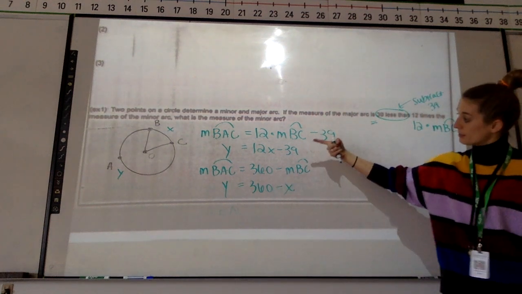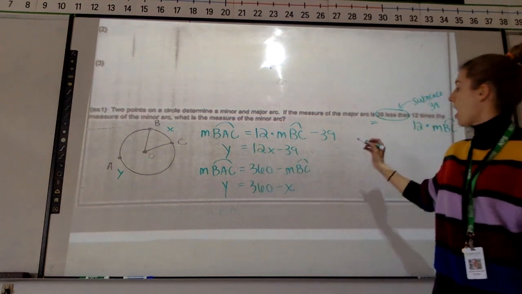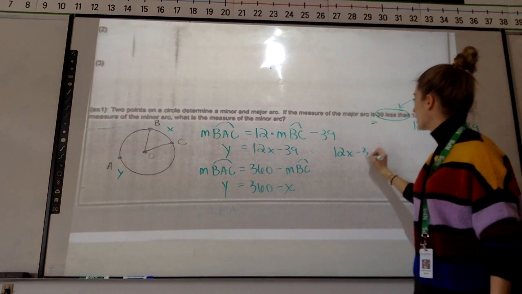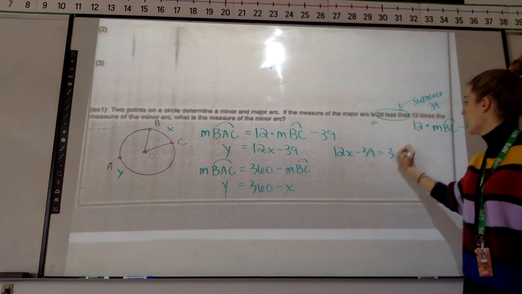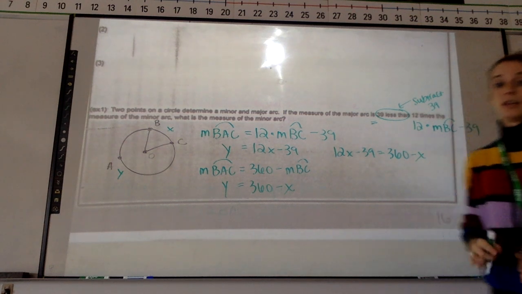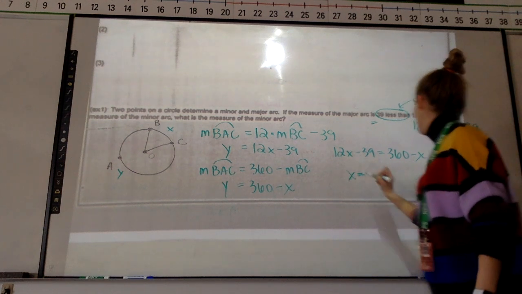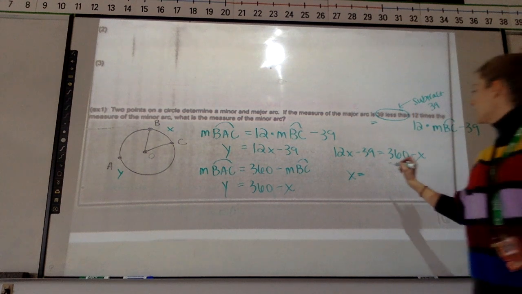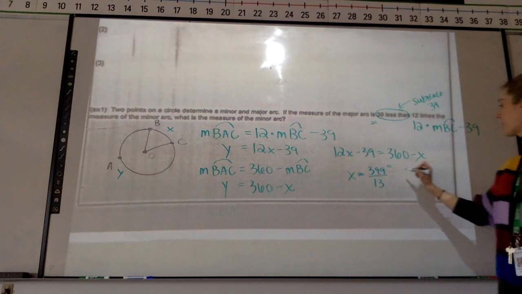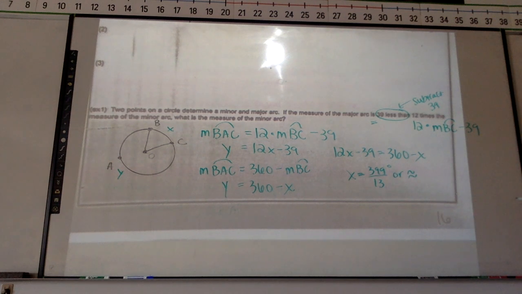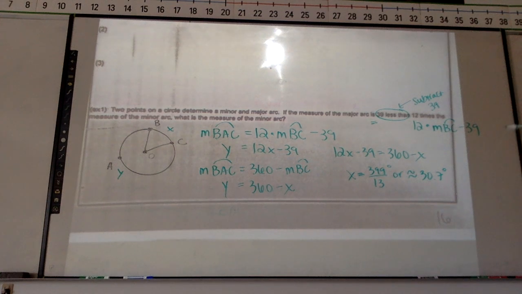And so from here, here's your system. An equation with x and y, an equation with x and y. Since they're both set equal to y, you can set them equal to each other through substitution. Y equals this, y equals that. That implies 12x minus 39 must equal 360 minus x. This is just basic algebra. When you solve, you should get that x is equal to 399 over 13 degrees. That would be your exact value for x, and that's approximately 30.7 degrees. So that's the measure of the minor arc.